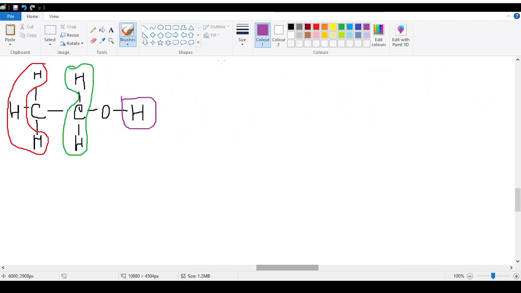So for the red colored ones, look at the neighboring carbon atoms and tell me, for the red colored hydrogen atoms, about their neighbor. The red colored hydrogens are joined to this carbon, right? The neighbor is this carbon. The neighbor has how many hydrogens? Two hydrogens. So the value of n plus 1 will be 3, right? 2 plus 1 will be 3. So it must be a triplet pattern.